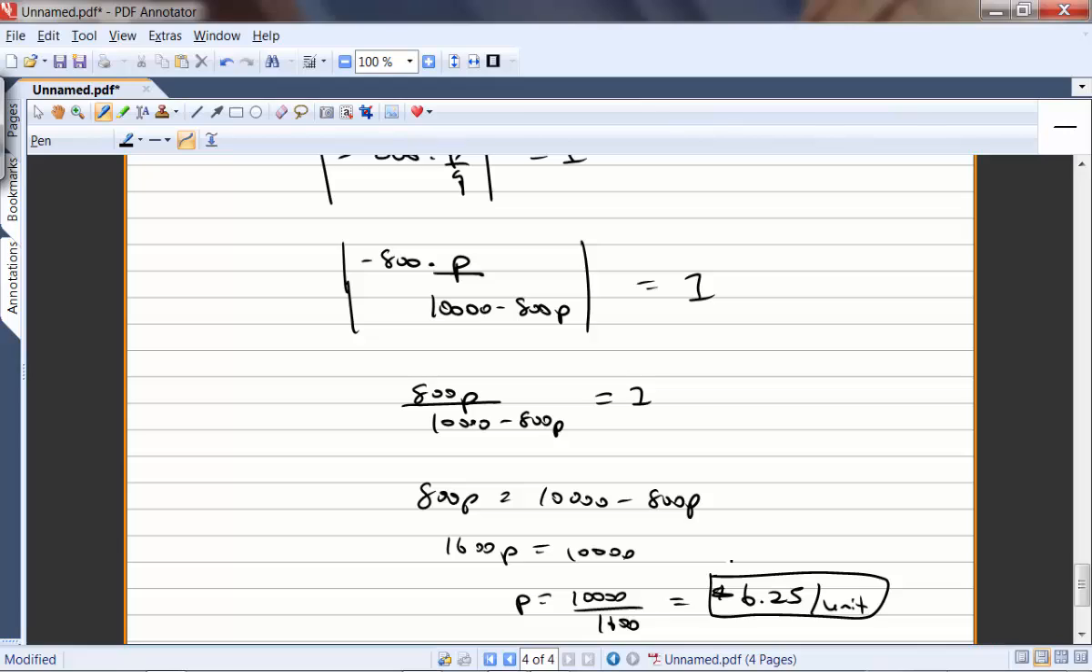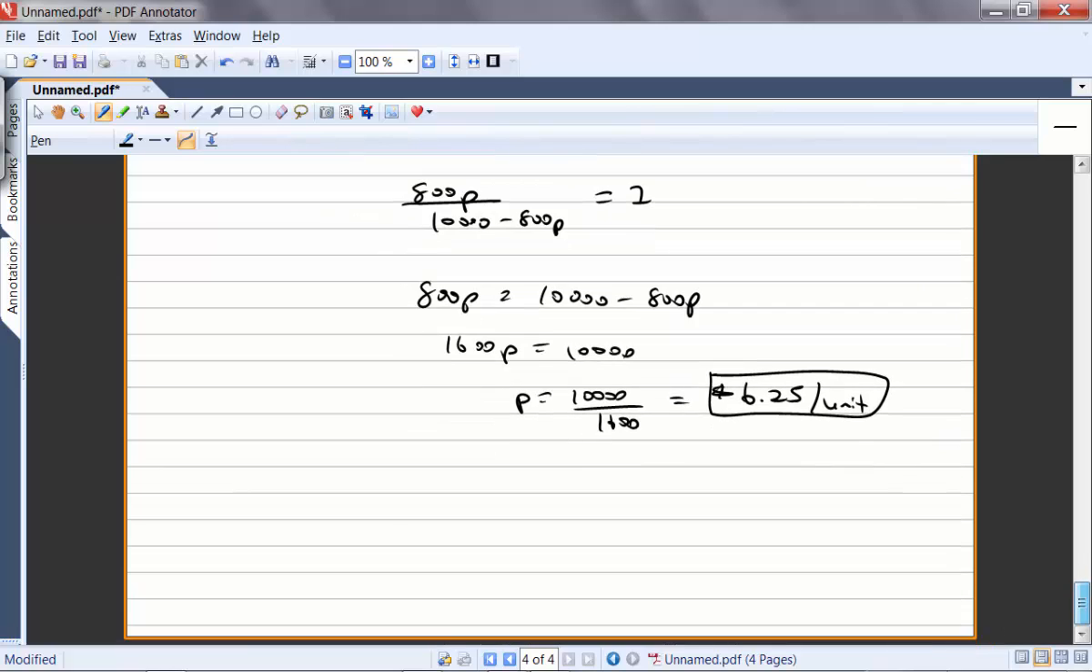So if we're at any price below 6.25 and we increase the price, as long as we don't increase it above 6.25, then revenue is going to go up. But at any price higher than 6.25, if we increase the price, revenue is going to go down. So that answers the question there.